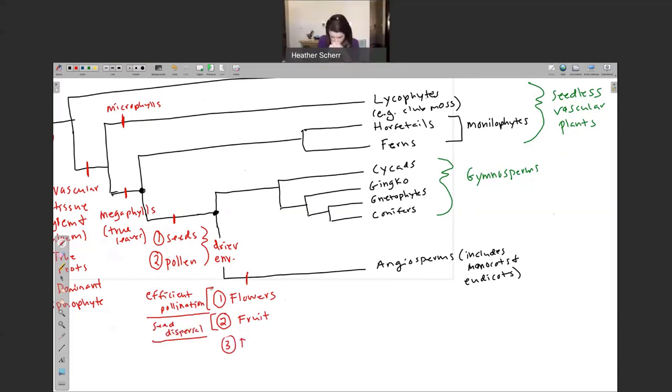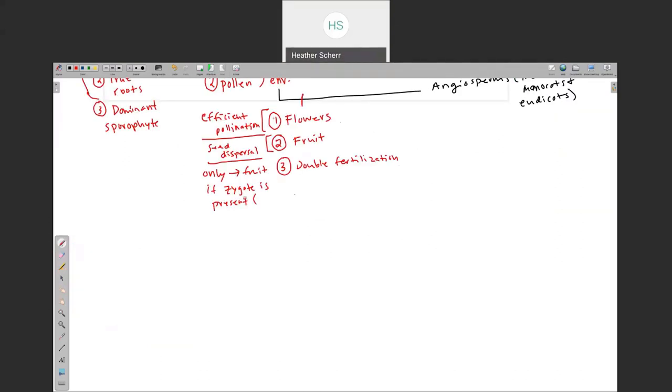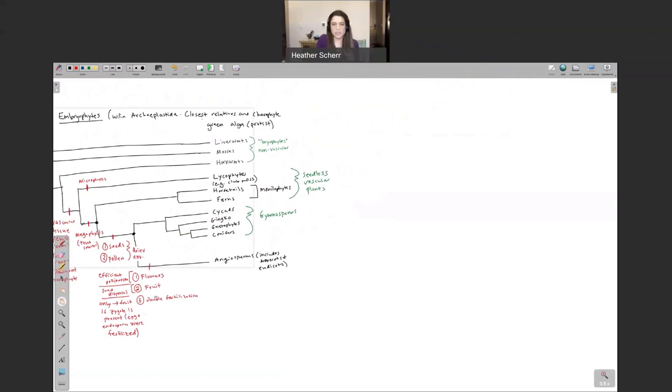And then we have what's called double fertilization, which means that there's two sperm nuclei, and one fertilizes the egg, which turns into the zygote, which then turns into the embryo, which then turns into the plant. But then the other one fertilizes the endosperm. In other words, the egg and endosperm are both fertilized. And I should mention, a lot of people miss this on the exam.